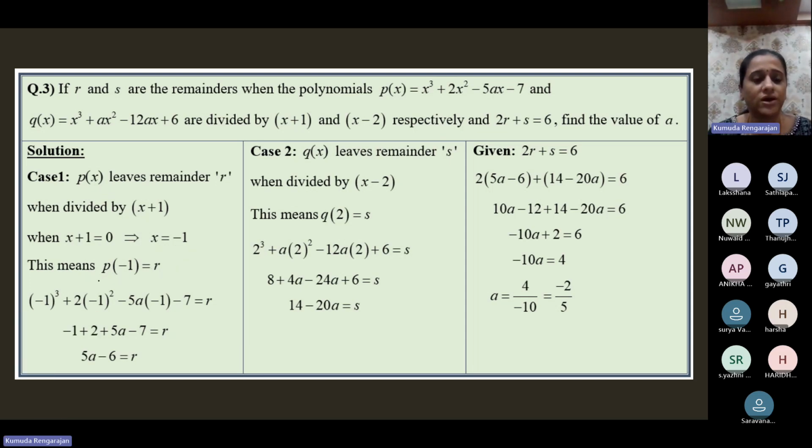So now how do you expand P of minus 1? Wherever in P of x there is x, you should use minus 1. So it will be minus 1 the whole cubed plus 2 into minus 1 the whole square minus 5 into a into minus 1 minus 7, which is equal to r. So work this. Minus 1 the whole square is minus 1 into minus 1, which is plus 1. And minus 1 the whole cube is minus 1 into minus 1 into minus 1, which is minus 1. So be careful while calculating all this.